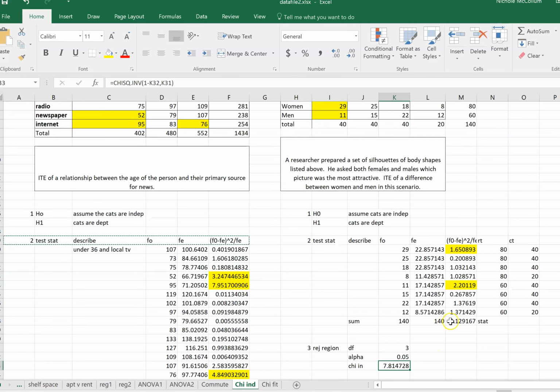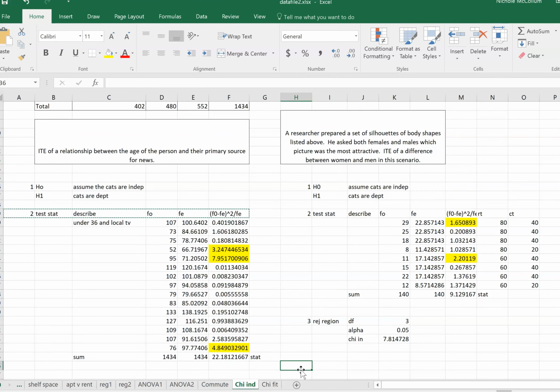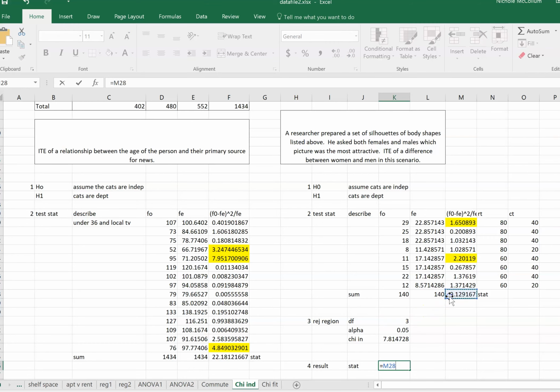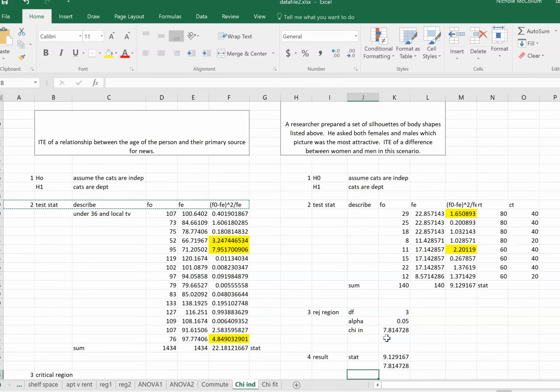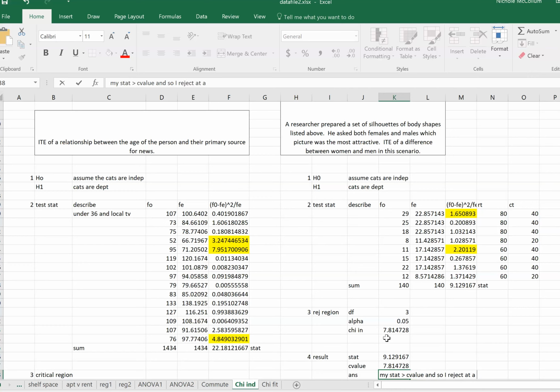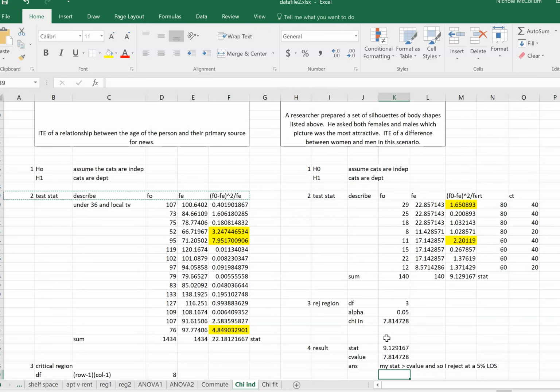Once again, we've crossed the bar. Once again, I will reject in my 4-step process. My statistic is 9.129. My critical value was 7.81. So bottom line, my statistic is greater than my critical value, and so I reject at a 5% level of significance.